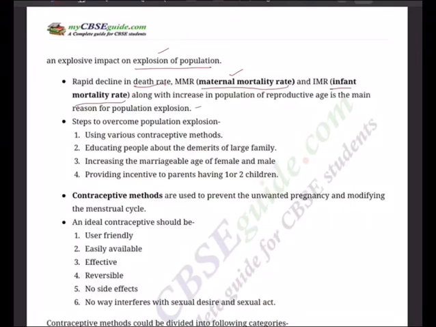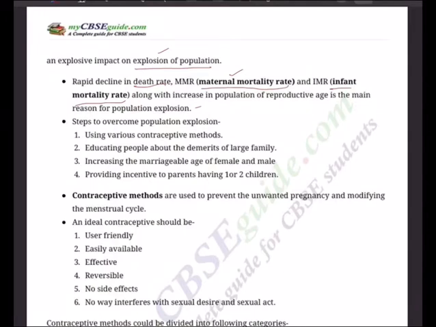Even deadly diseases like COVID can be treated. So there is a decline in death rate. Maternal mortality rate declined. Infant mortality, babies dying, has come down a lot. And of course, there is an increase in population of reproductive age. These are all the main causes for population explosion.